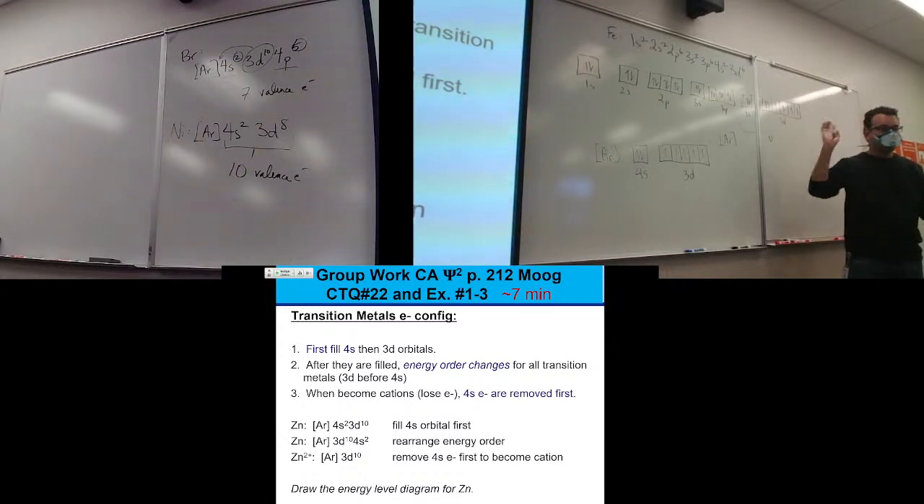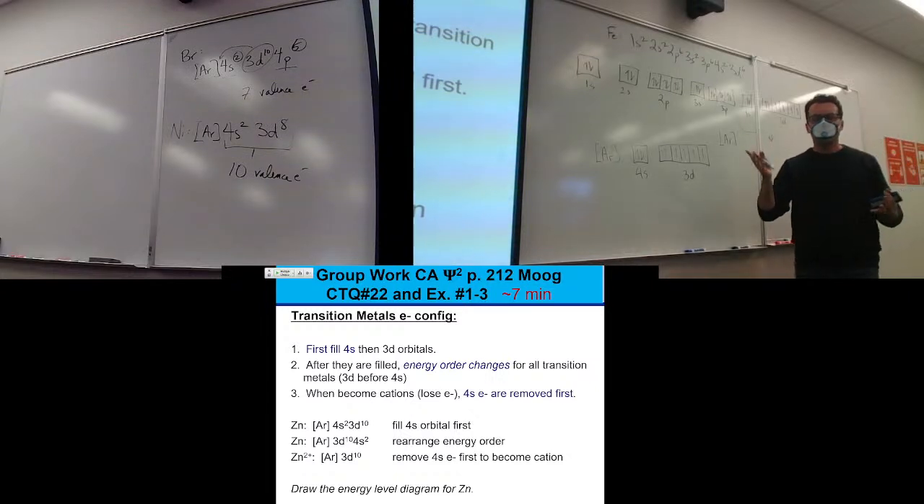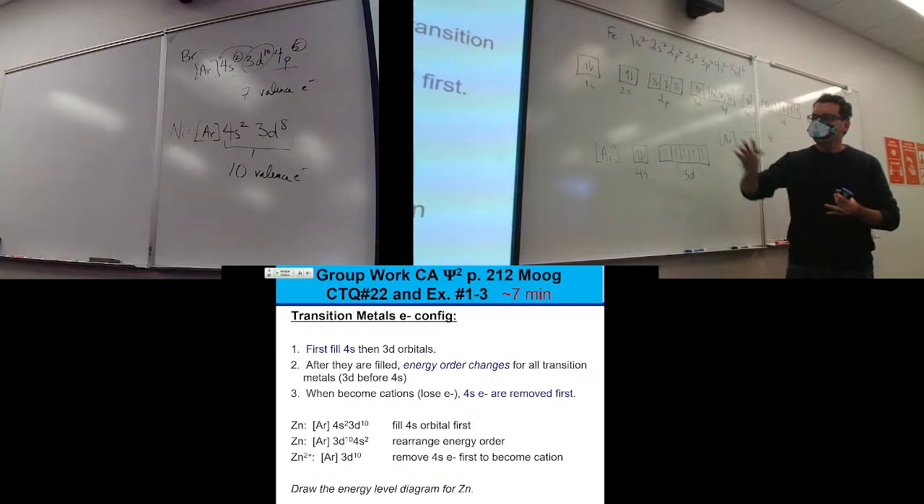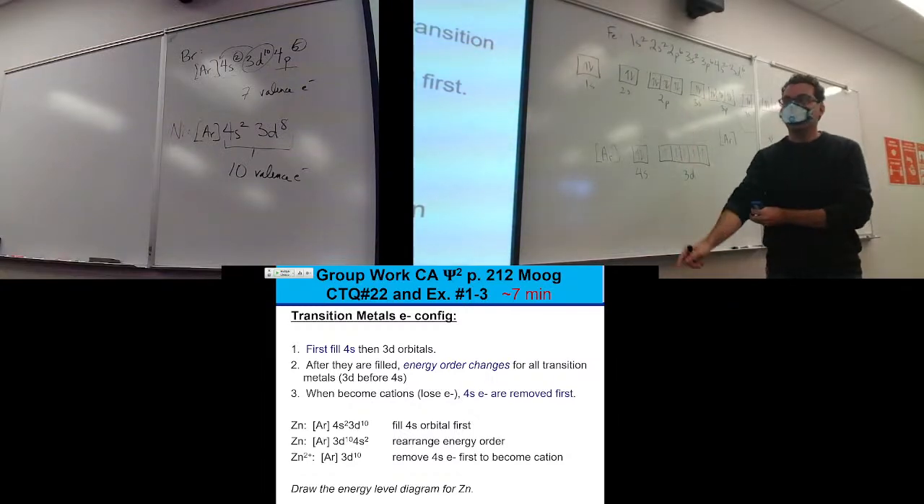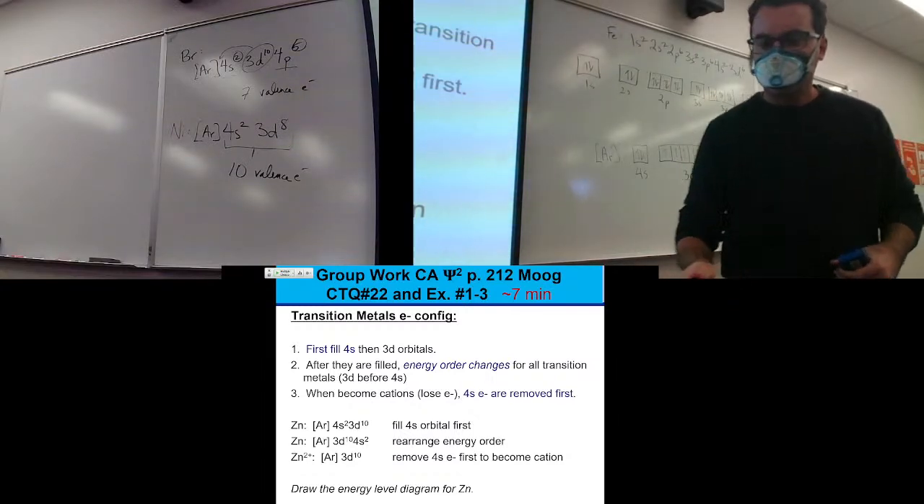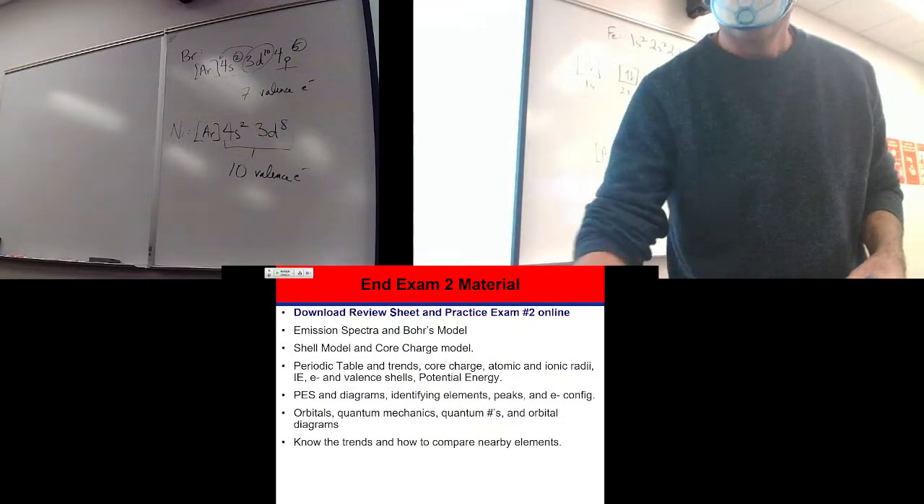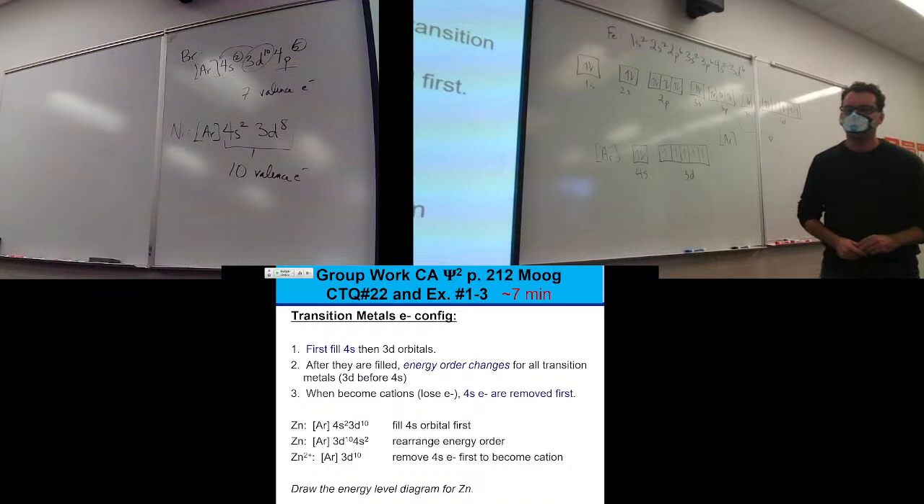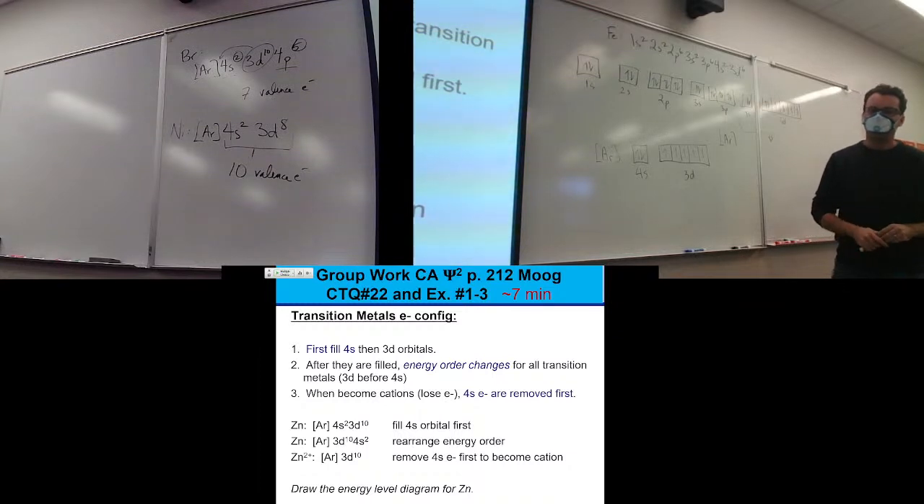So one of the things about transition metals that make them difficult is they have multiple ions that they can form. This actually explains some of those things. So let's try these exercises and see if they make sense. CTQ 22, exercises 1 through 3 on page 212.